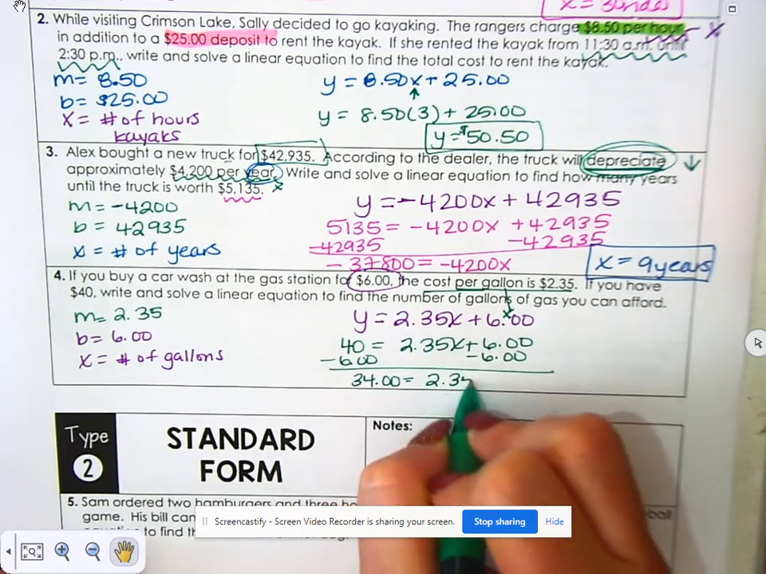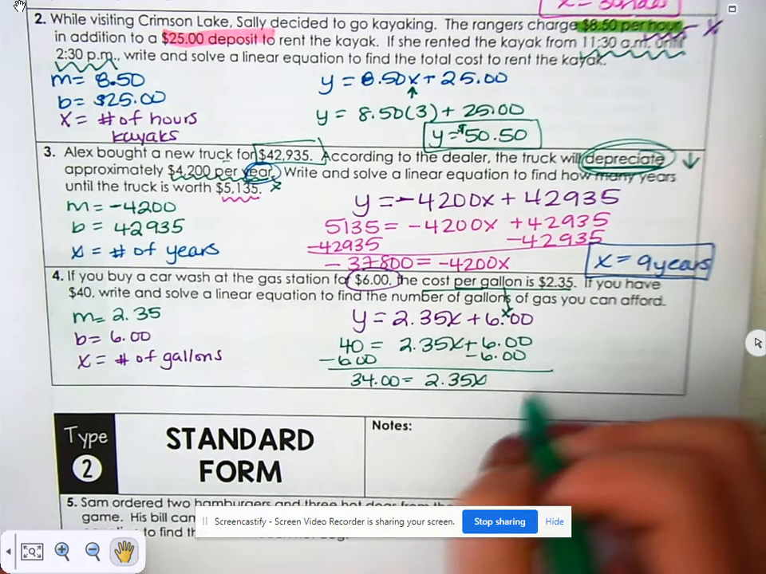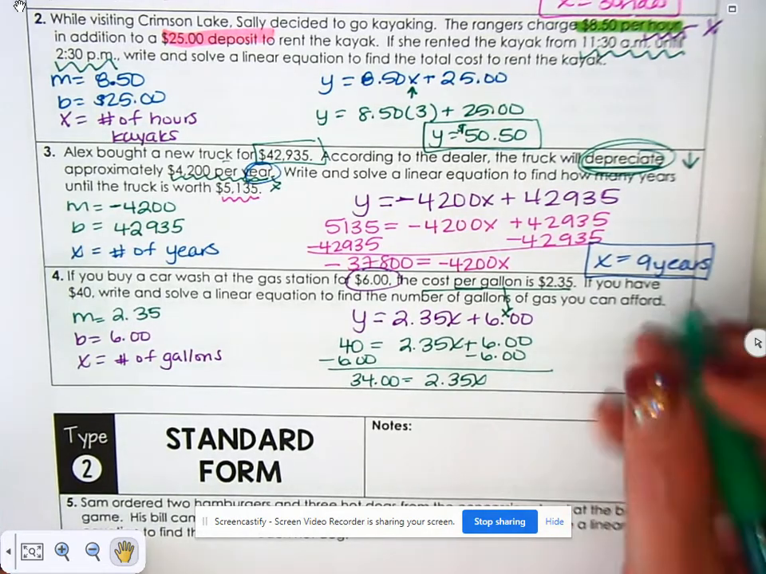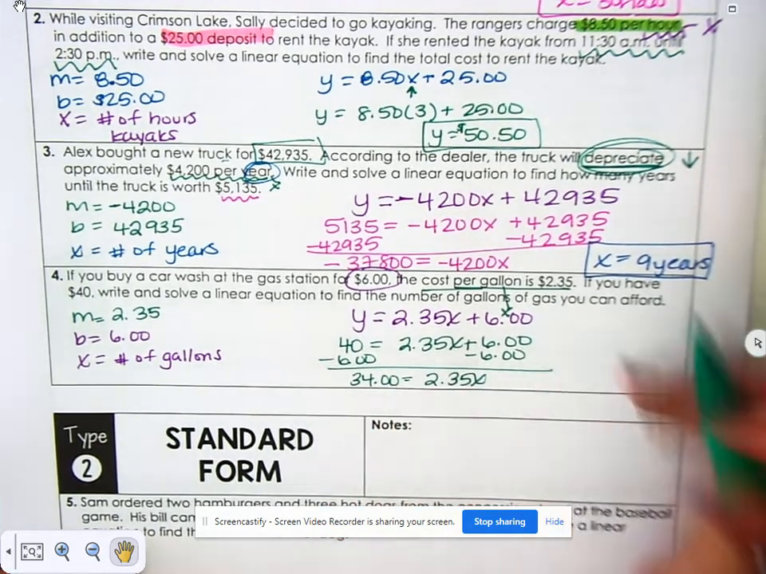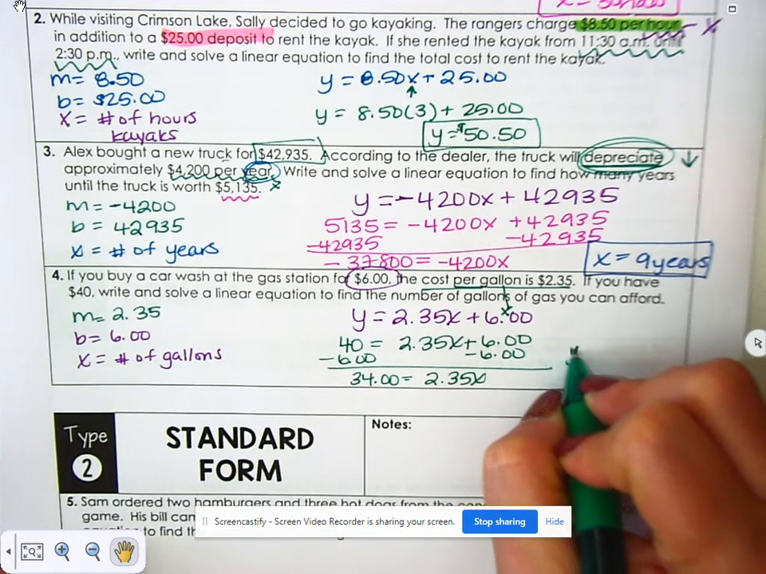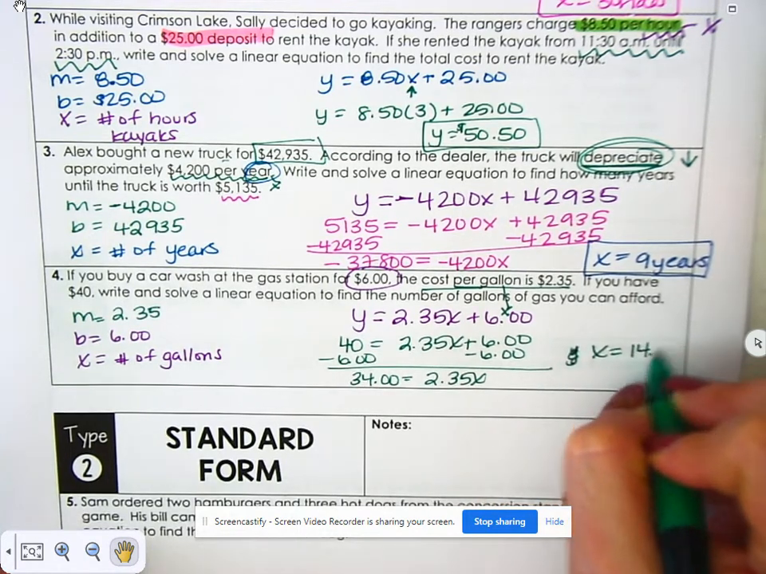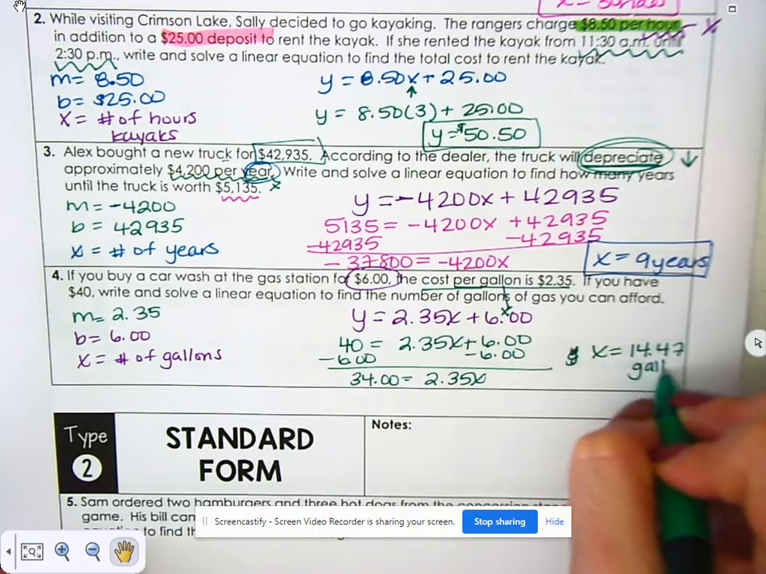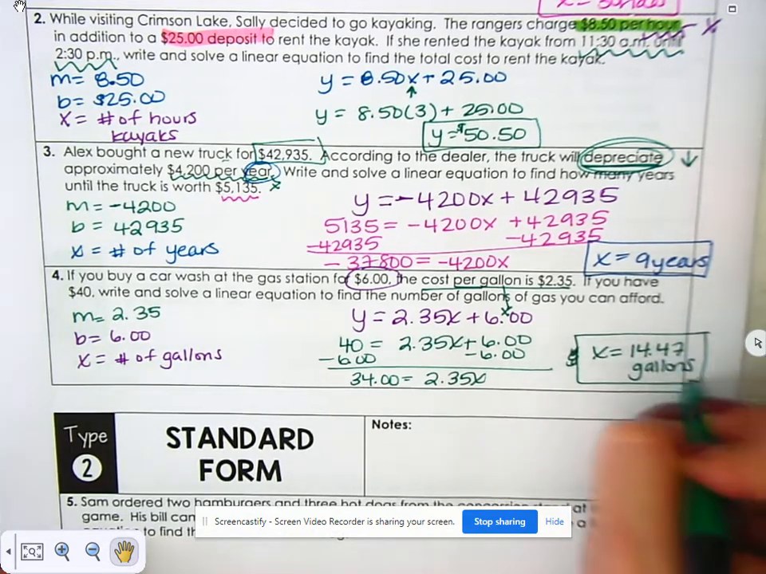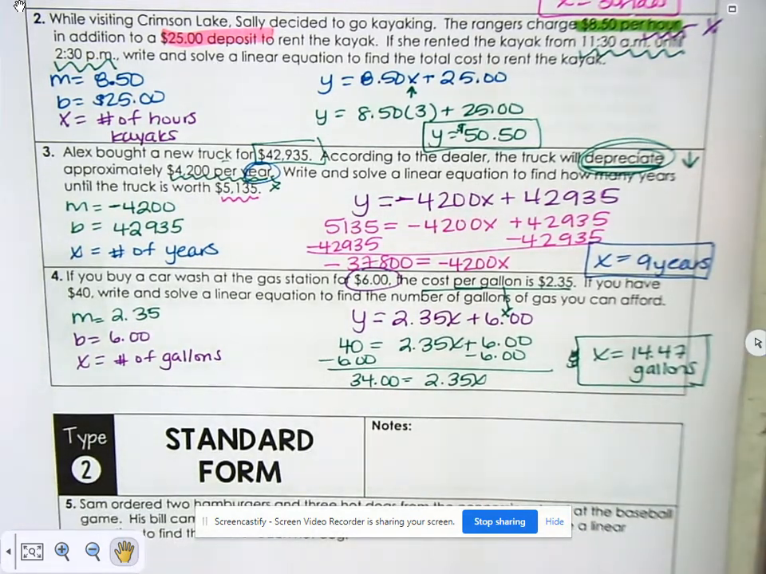And you do get a decimal here, and we're going to round that to 2 decimal places. So when you divide by 2.35 on both sides, 34 divided by 2.35 is going to give us 14.47, and that is the number of gallons. If you've ever pumped gas, you know it doesn't stop at whole number gallons necessarily.